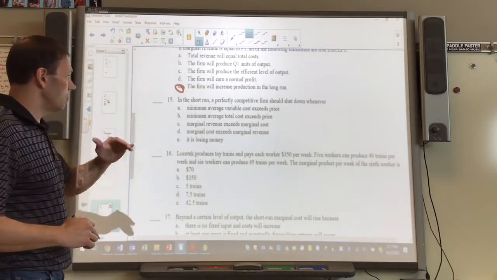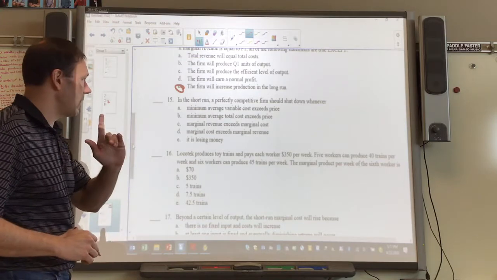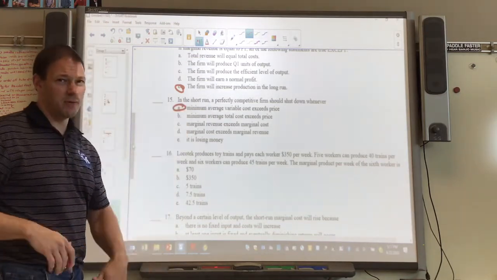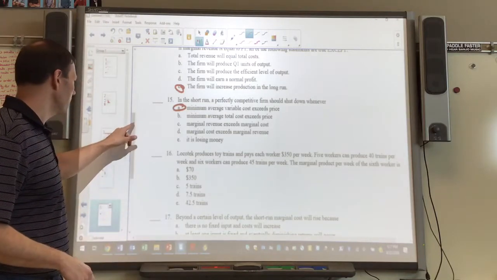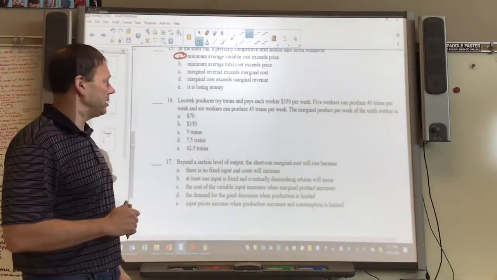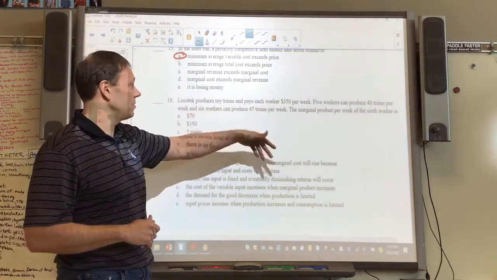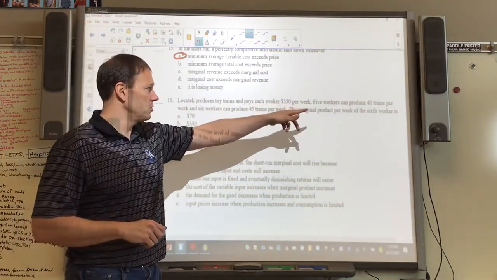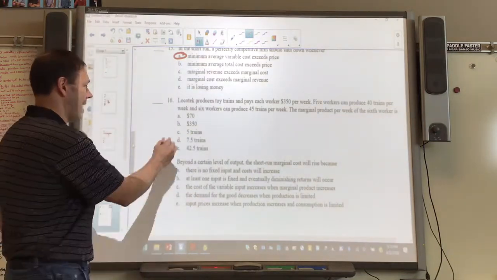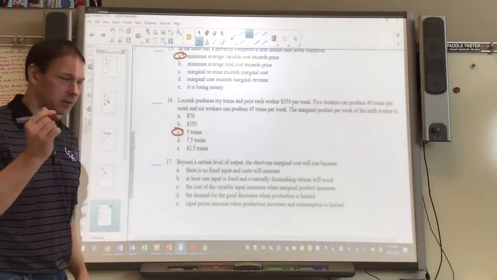All right, in the short run, a perfectly competitive firm should shut down when AVC is above price. That price falls below AVC, get on out of there. All right, number 16, Locotech produces toy trains, pays each worker. That's really irrelevant to the question. 5 workers can produce 40. 6 workers can produce 45, so that 6th worker added 5 trains. That's the thing that's most important here.